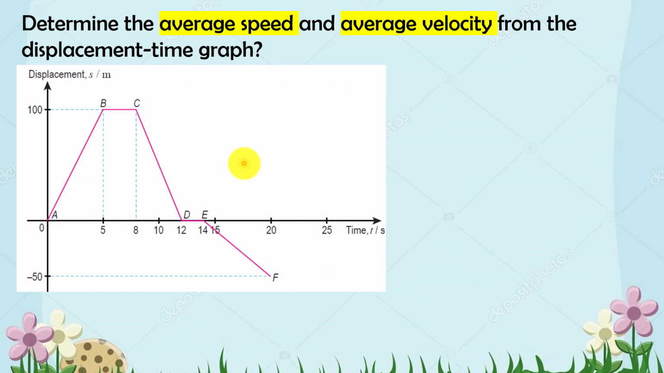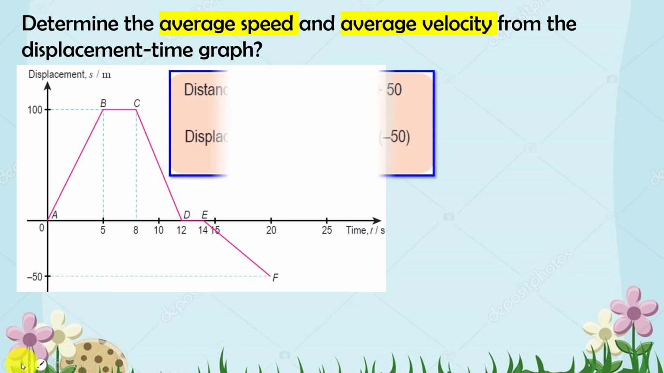Okay, now after we find the velocity, we need to find the average speed and also the average velocity. So what's the difference? Speed is a scalar quantity, velocity is a vector quantity. So that means for one we need to use distance, and for the other we need to use displacement. Okay, let's see the calculation.